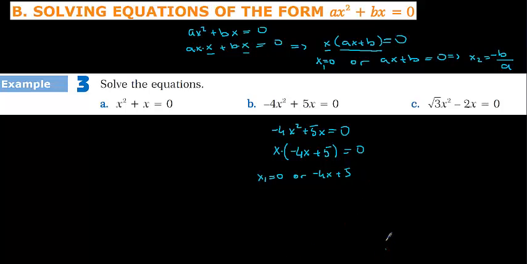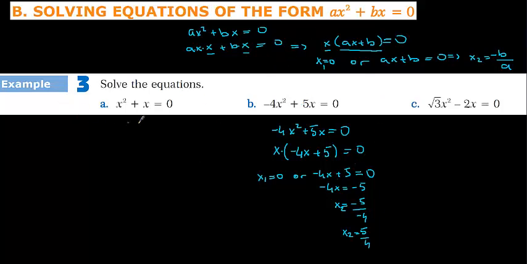Here, okay, and then we are going to say minus 4x is equal to minus 5, and x is equal to minus 5 over minus 4. x2 is equal to, actually x2 is equal to 5 over 4. From this solution we are understanding that for the quadratic equation we must have two solutions.